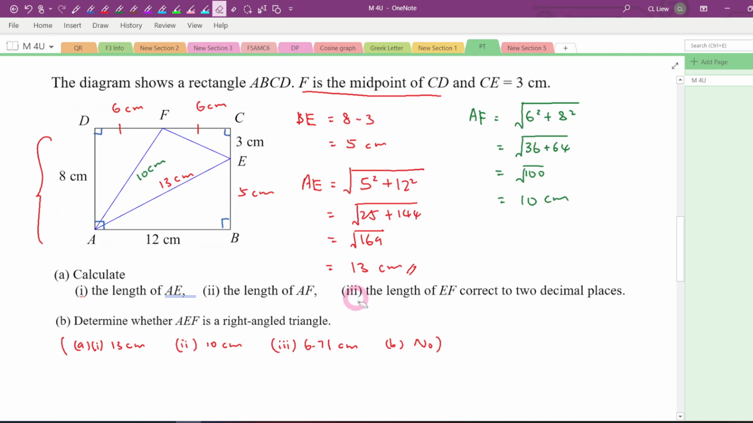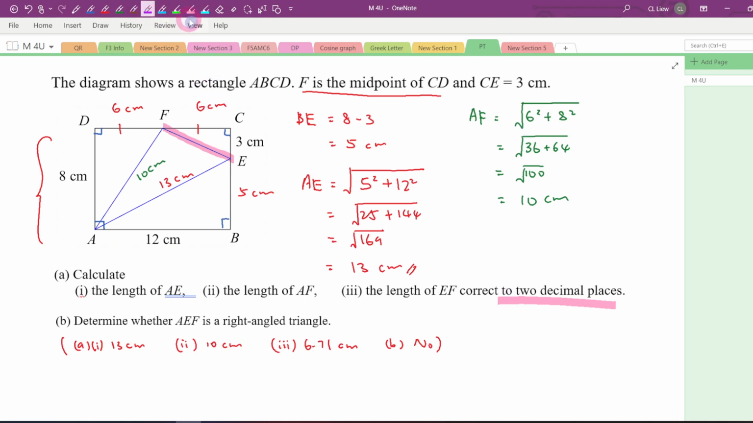Now let's go to the third part. We want to find the length of EF. Where is EF? Over here. And then we correct to 2 decimal places. When you see the question asks you to do so, normally the answer that you get will be a very long decimal, so we want to round it off to 2 decimal places.